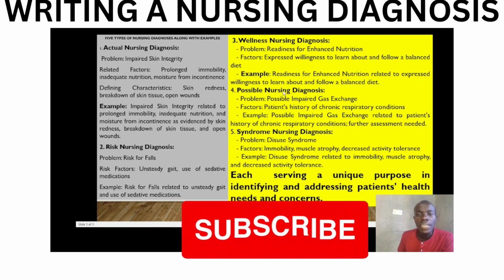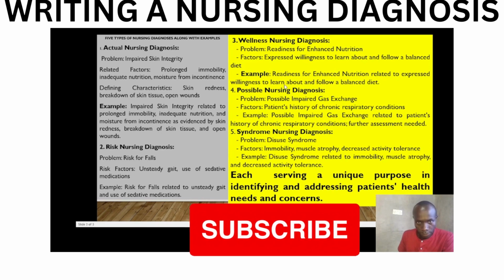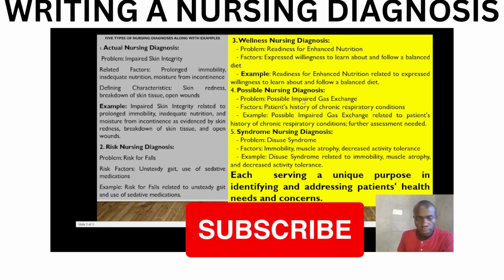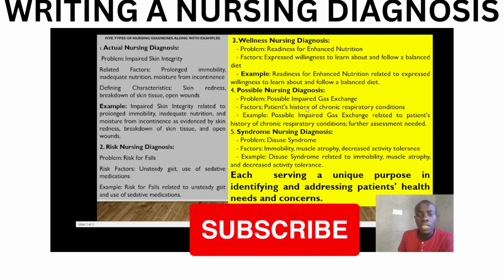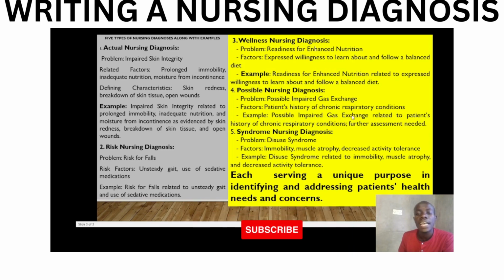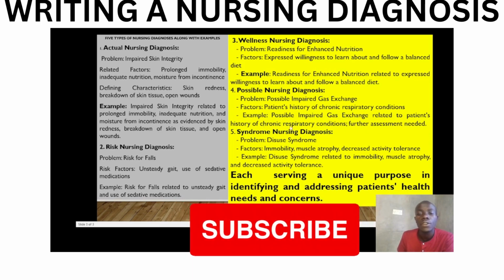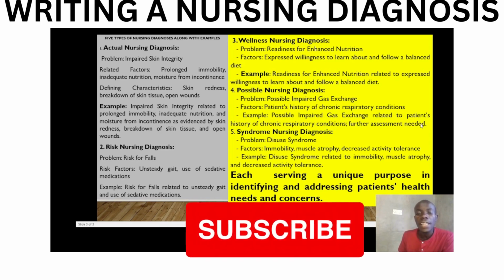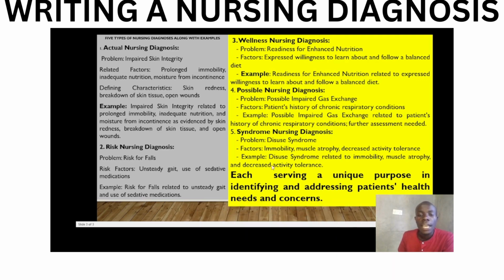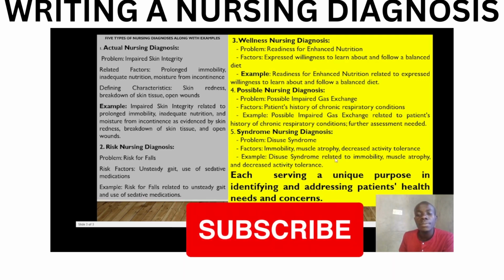We also have a possible nursing diagnosis. Guys, risk and possible nursing diagnoses are different. The problem here could be possible impaired gas exchange. The risk factor could be a patient with a chronic respiratory condition. So an example is possible impaired gas exchange related to the patient's history of chronic respiratory condition. Here further assessment is required. The last one is syndrome nursing diagnosis. The best example is disuse syndrome related to immobility or muscle atrophy and decreased activity tolerance.